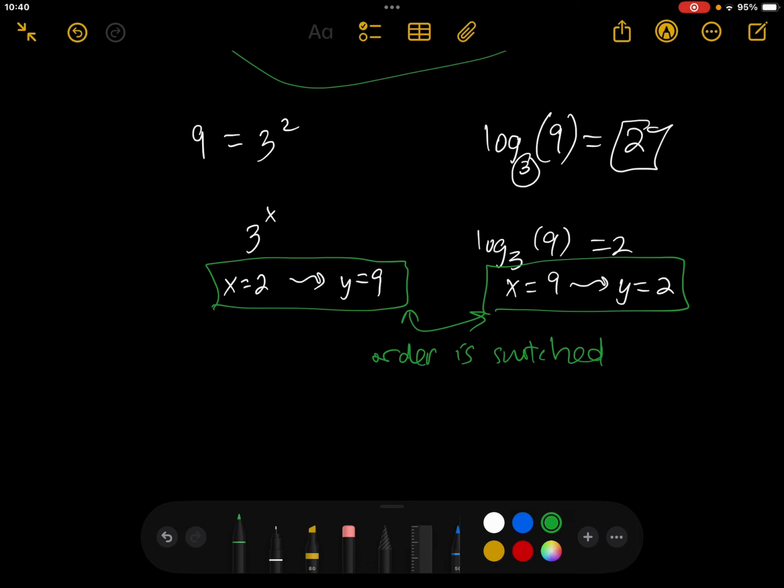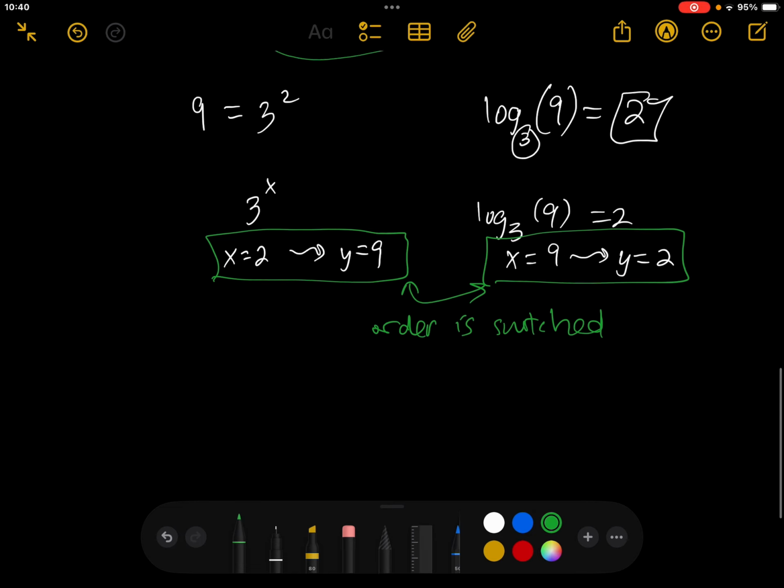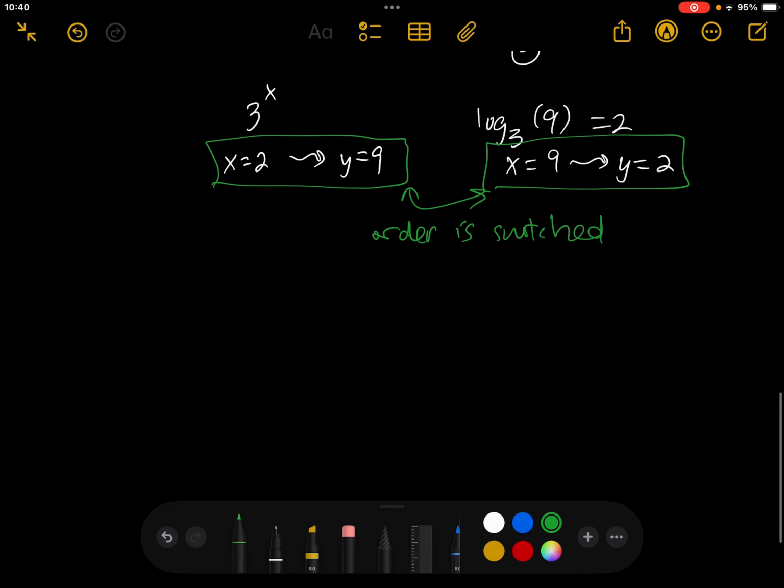And the reason is because the log base 3 function takes the outputs of the function 3 to the x back to the inputs. Let's do some practice problems going the other way. So log base 10 of 0.01 equals negative 2. What's that mean in terms of exponents?